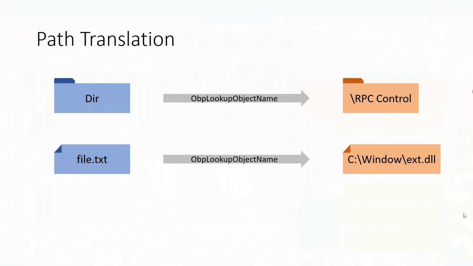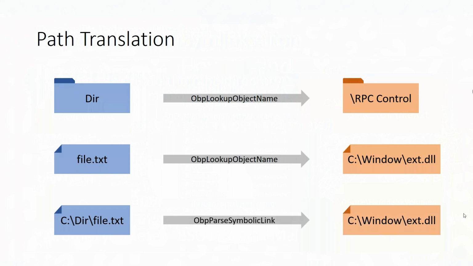In this case, the symlink value is C:\Windows\ext.dll, the DLL we saw earlier. So the create file operation, the service thought it did on C:\dir\file.txt, will eventually resolve to C:\Windows\ext.dll.